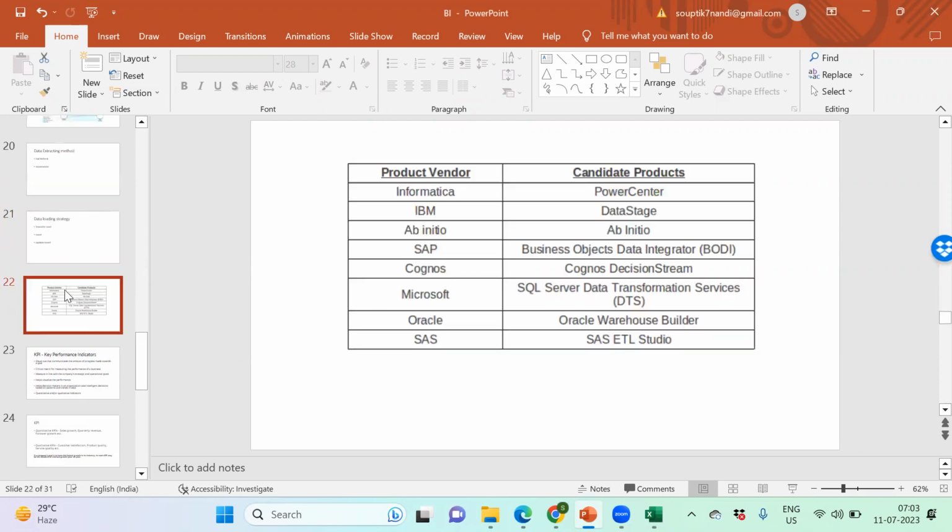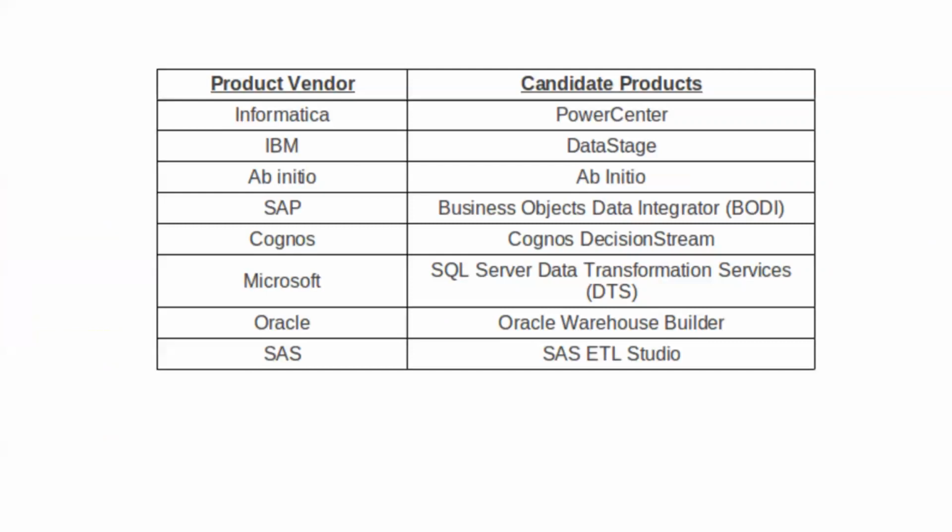Just like we have covered the ETL part, there are various ETL tools available in the market for this kind of data loading strategy. Informatica is one of the important ETL tools available in the market, and Power Center is the candidate product. Similarly, there is IBM DataStage, Ab Initio, another ETL tool for SAP, Cognos Decision Stream, and Cognos Data Manager. For Microsoft, there is SSIS, SQL Server Integration Services. These kinds of ETL tools are available in the market.